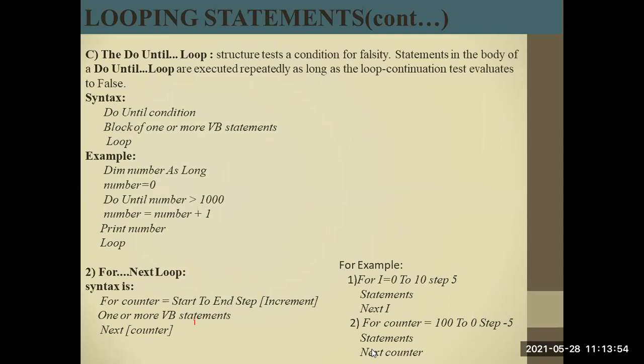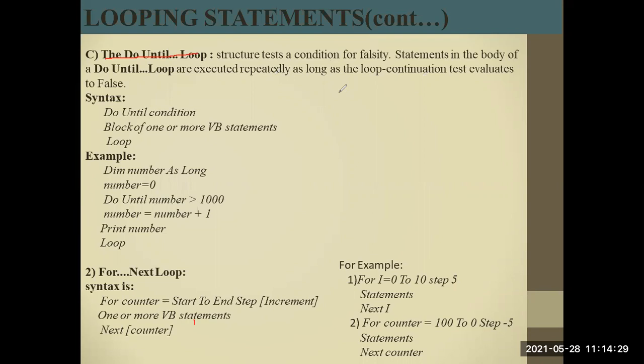So the third one is your do until loop. This structure tests the condition for false. The statements in the body of a do until loop are executed repeatedly as long as the loop continuation test evaluates to false. It is something opposite to a do while. In the previous case, we executed until the condition was true.